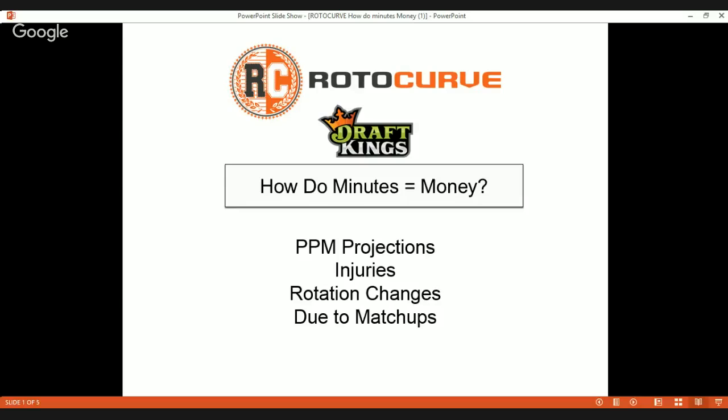in daily fantasy. The first thing we're going to talk about is PPM projections, which is points per minute. The next thing we're going to talk about is how injuries affect minutes, and that can equal money. The next thing is how changes in the rotation can affect minutes and how that can equal money. And we're going to finish up by talking about matchups and how the way that a team is going to have to match up against another team could be another way that the minutes could equal money.